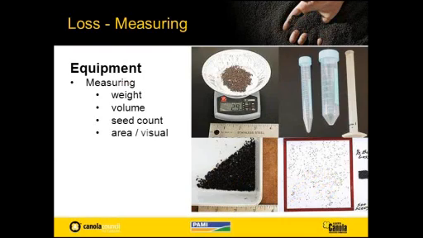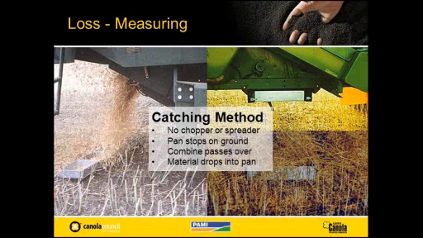In terms of measuring the loss, there's 4 ways: weight, volume, you can count seeds, and there's a visual comparison of area. And we'll just touch on those. But the first thing is you need to catch the material, and that means to be accurate, you can't have your chopper and spreaders operating. You need to be able to drop the material down sort of in a band, and the trick is to get the pan onto the ground, let the combine pass over as the discharge lands in the pan.